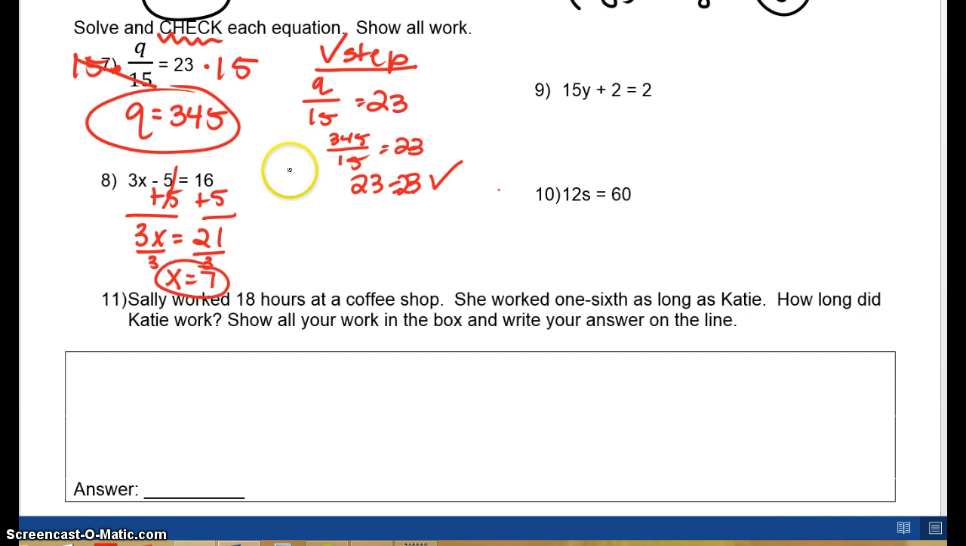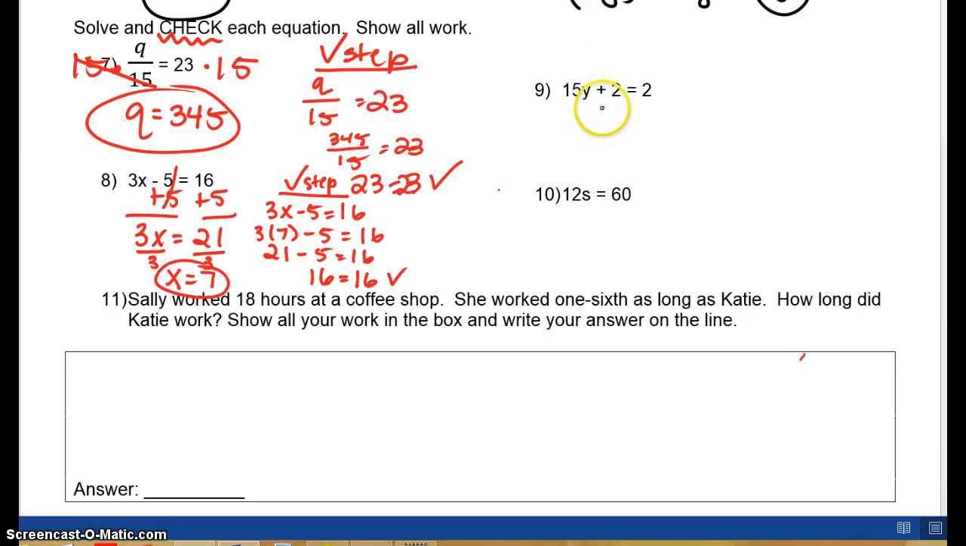Now again, we have to do our check step here. Write our original equation. Plug in what we found our variable to be. 21 minus 5, 16. And 16 equals 16. So we've gotten that one right as well. Good thing about this check step is we get to check our answers as we go. So we should know right away when we move on from that problem that we've got it 100% right.